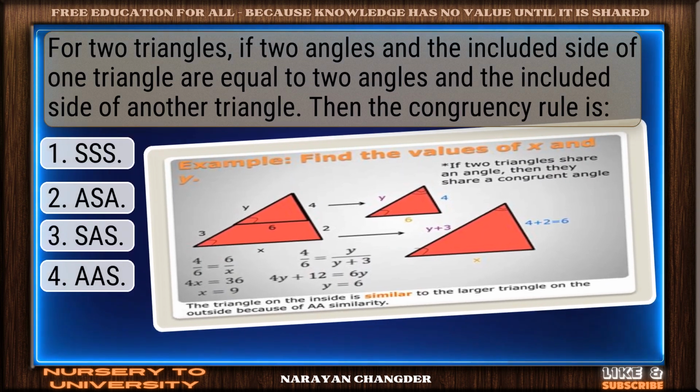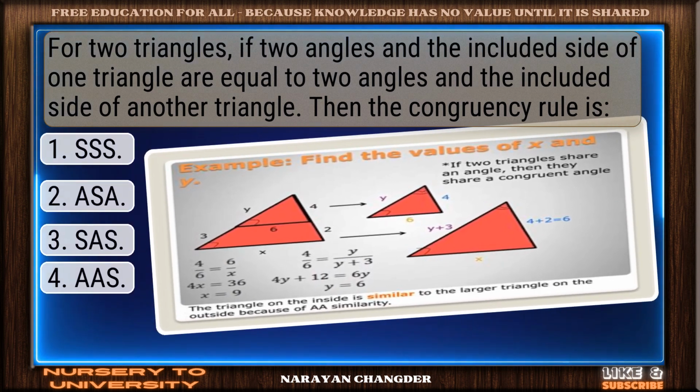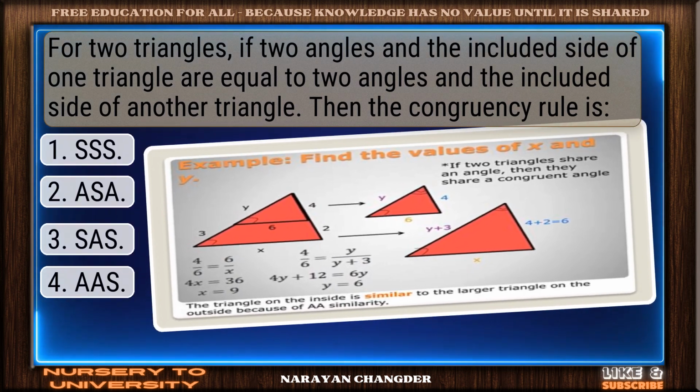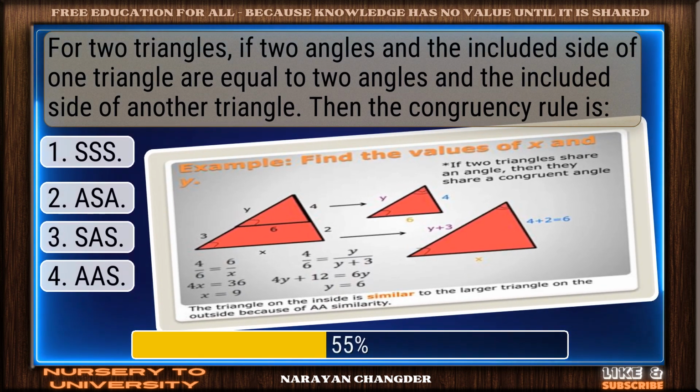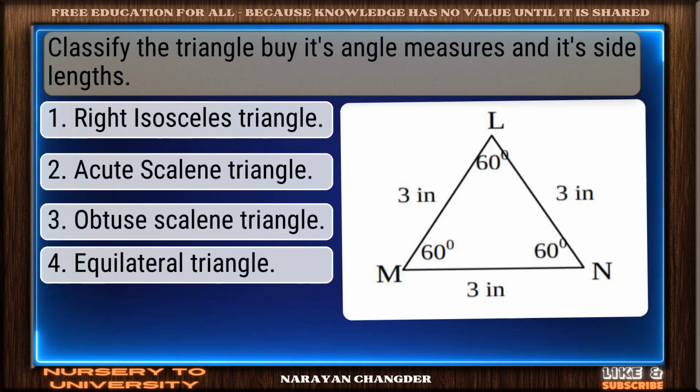Question number 6. For two triangles, if two angles and the included side of one triangle are equal to two angles and the included side of another triangle, then the congruency rule is? You got it. Your choice, ASA, is right.